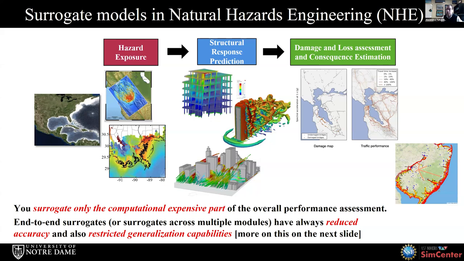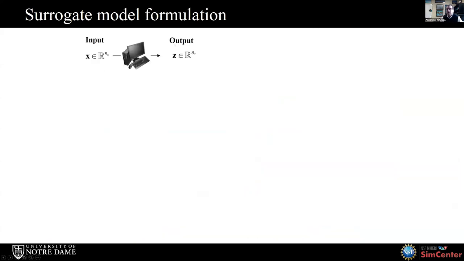That's when I'm going to focus on my surrogates. Okay, so a little bit on the surrogate model formulation. You're going to have input X, it can be a vector, you can have an output Z. Again, it can be a vector. So in reality, your simulator provides the output as a function of the input. So you know your X, you run your simulation, you get your Z.